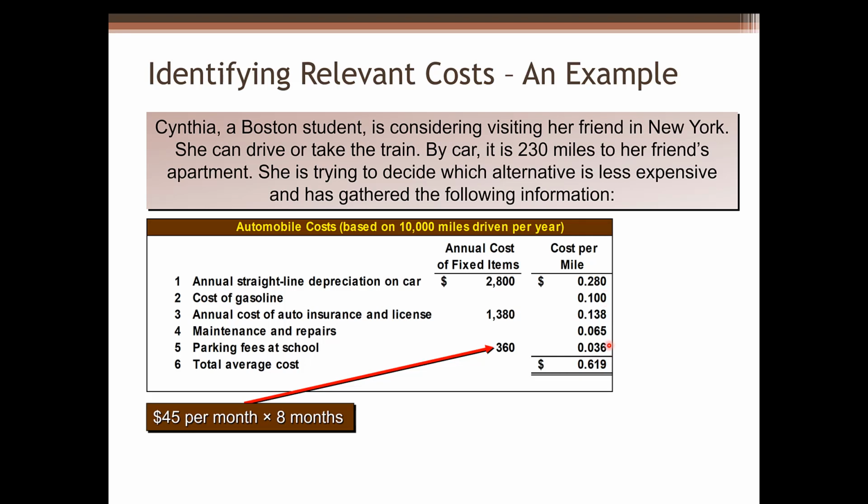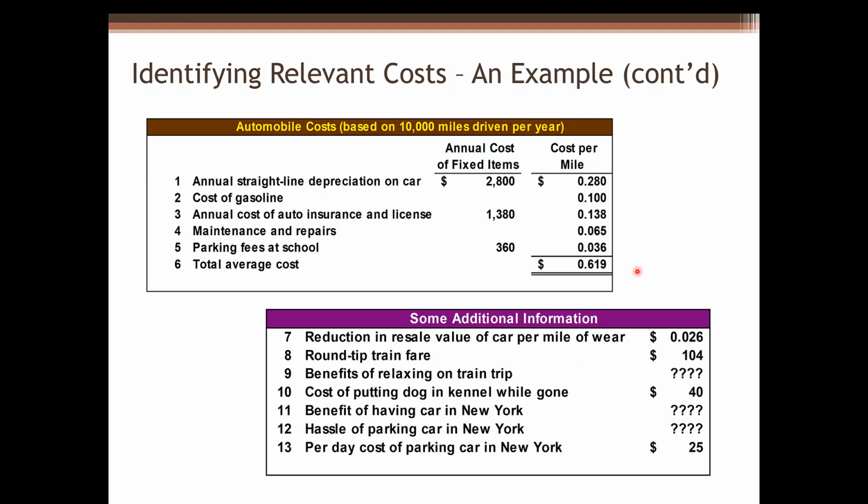We add them up together, and we can get the total average cost, $0.619. In addition to automobile costs, Cynthia gathered some additional information.